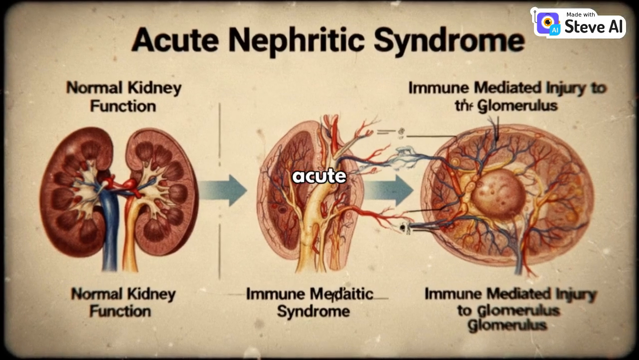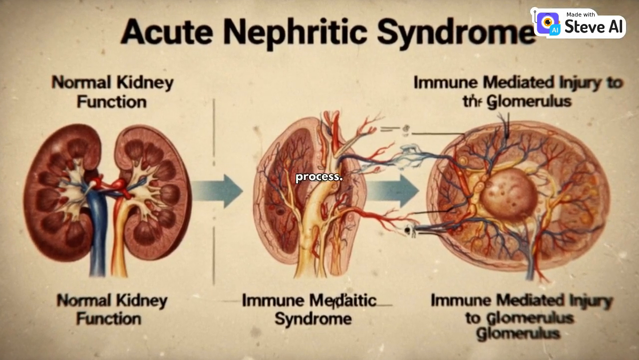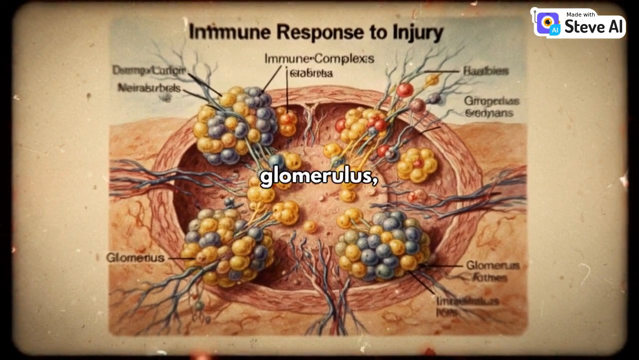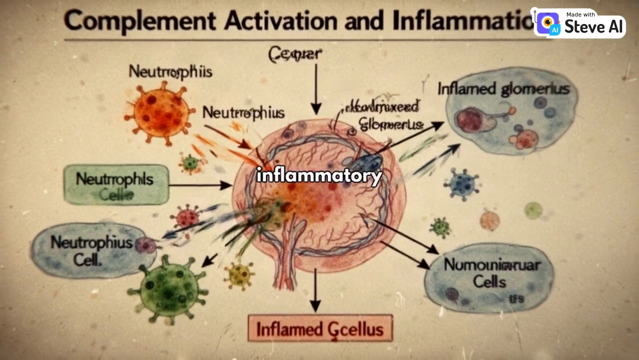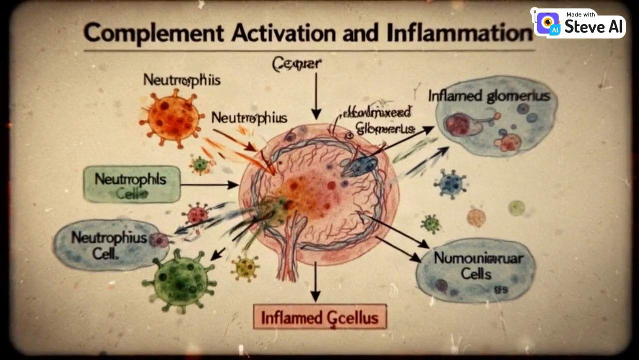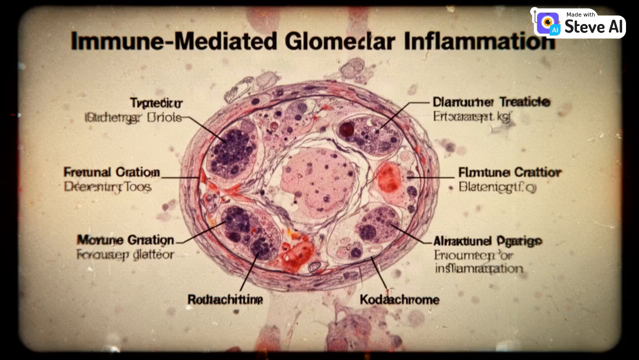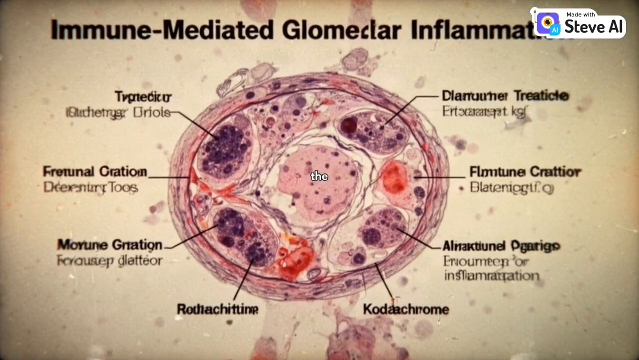However, in acute nephritic syndrome, an immune-mediated glomerular injury disrupts this process. Immune complexes or antibodies interact with the glomerulus, initiating a cascade of events. This leads to complement activation, the release of inflammatory mediators, and the recruitment of neutrophils and mononuclear cells to the glomerulus, resulting in marked swelling and inflammation. This state of immune-mediated glomerular inflammation is a hallmark of the disease.